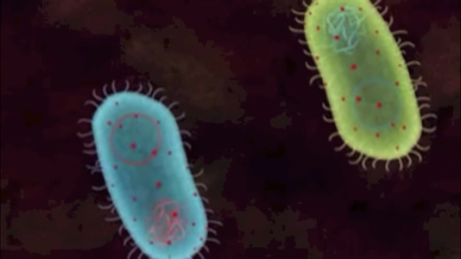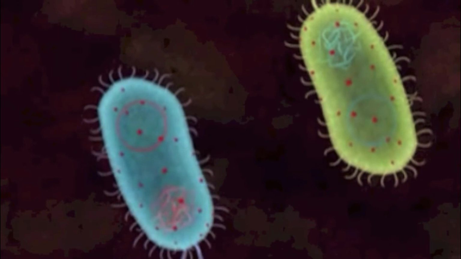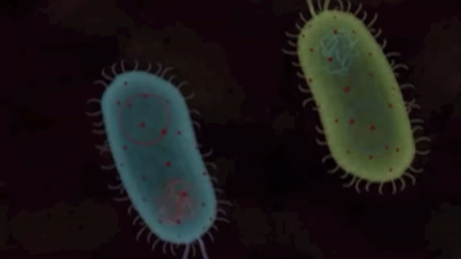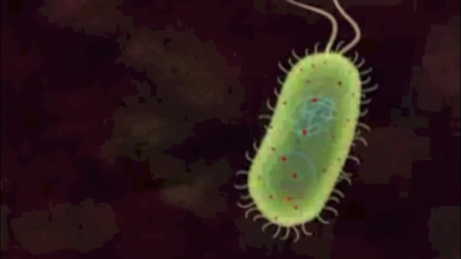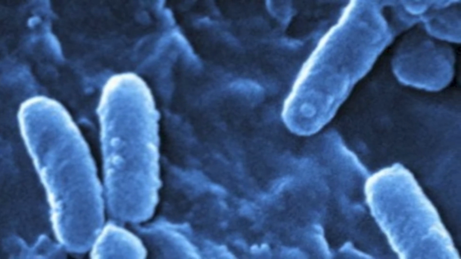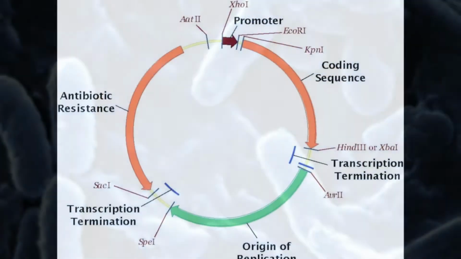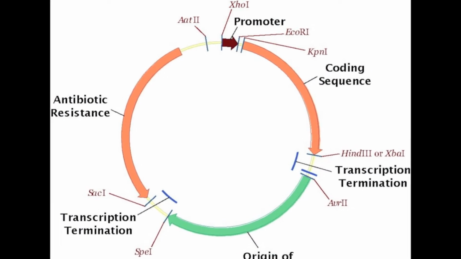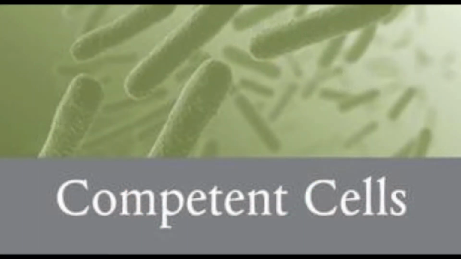To begin, you must understand what exactly genetic transformation is. Genetic transformation occurs when a host organism takes in foreign DNA and expresses a foreign gene. There are many steps in this process, but before you begin the transformation, you must have competent bacterial cells that will take in the foreign DNA.